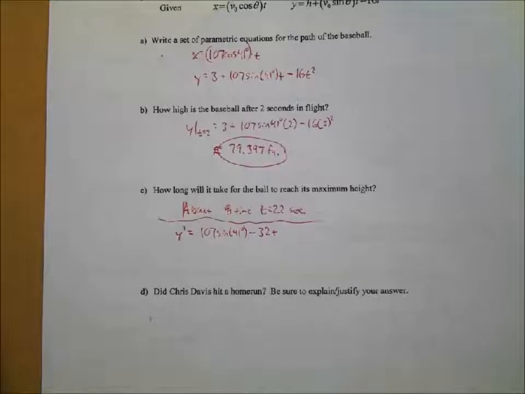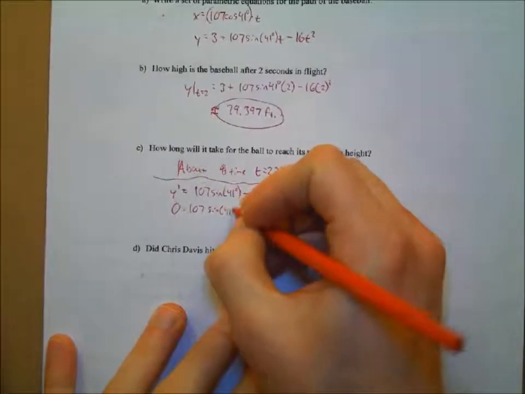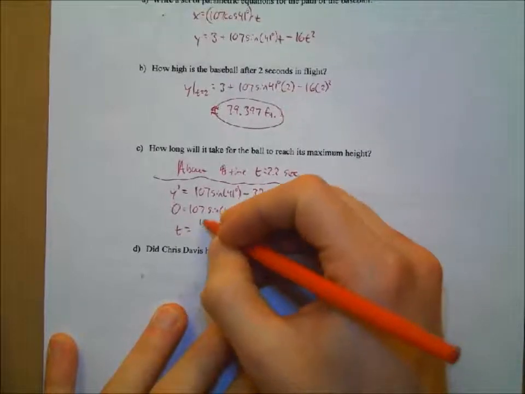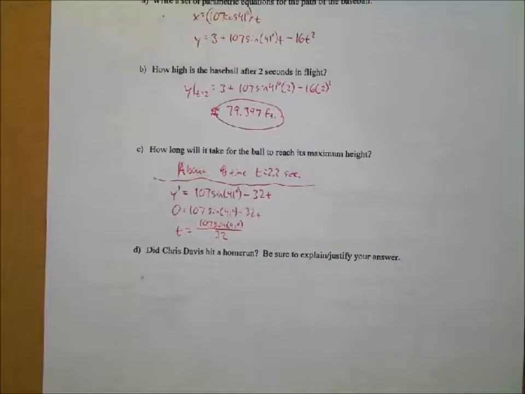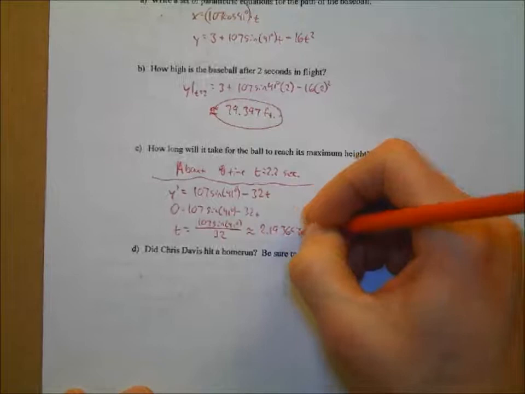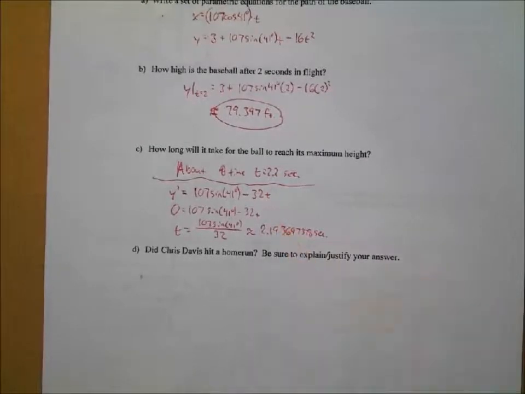Now keep in mind, we're not taking the derivative of the parametric equation itself. We're just taking the derivative of the y component, because we're only interested in when the ball reaches its maximum height. So we'll set this equal to 0, as Kurt suggested, and you get t is exactly 107 sine of 41 degrees all over 32, which is approximately 2.193697378 seconds. So pretty close to our approximation of 2.2.